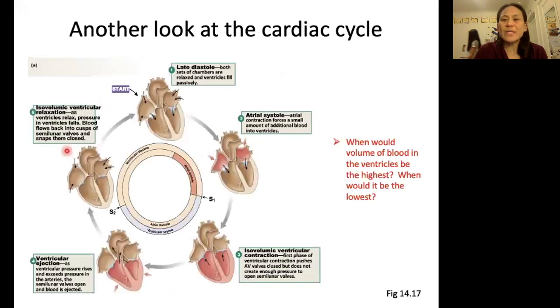Okay, so we are going to start by taking another look at the cardiac cycle. So take a look at the cardiac cycle here, and I want you to ponder this question here. When would the volume of blood in the ventricles be the highest, and when would it be the lowest? So take a moment, hit pause, think about that for a minute.